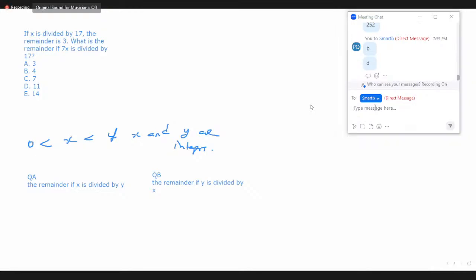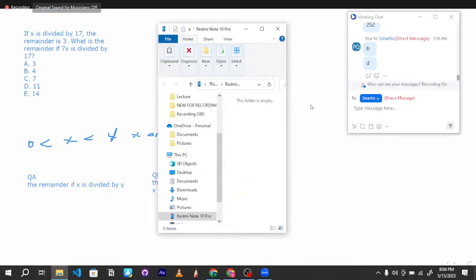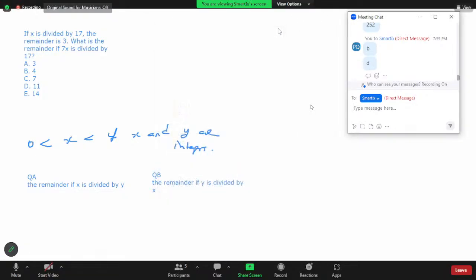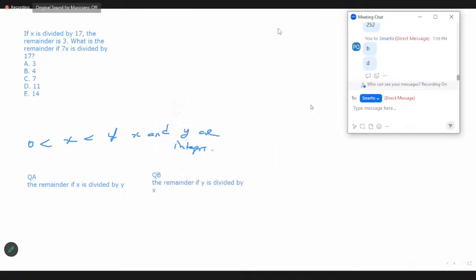Your answer is correct. Just that sometimes someone can explain something to you and you are scratching your head, right? Yeah. So the thing is that x is less than y. So if you divide x by y, the remainder is x. Okay. So the answer to quantity A is x.